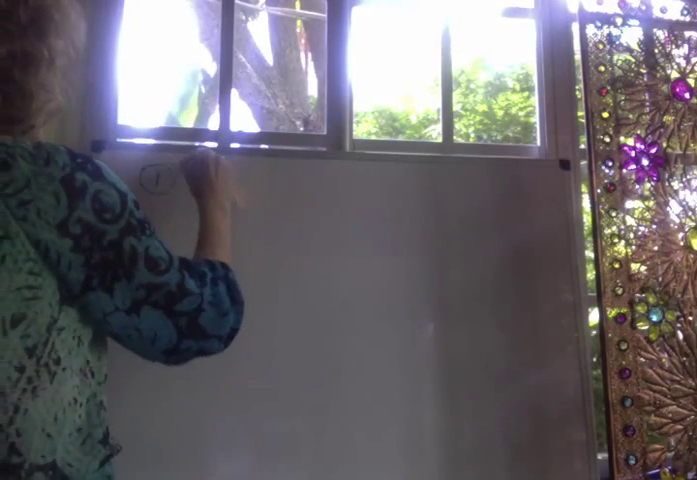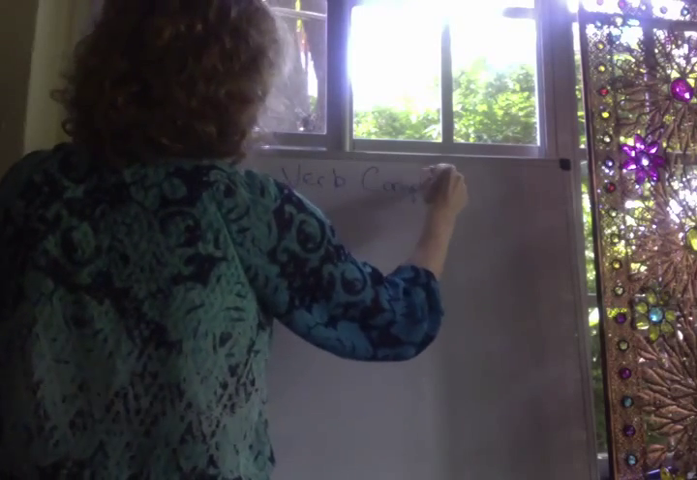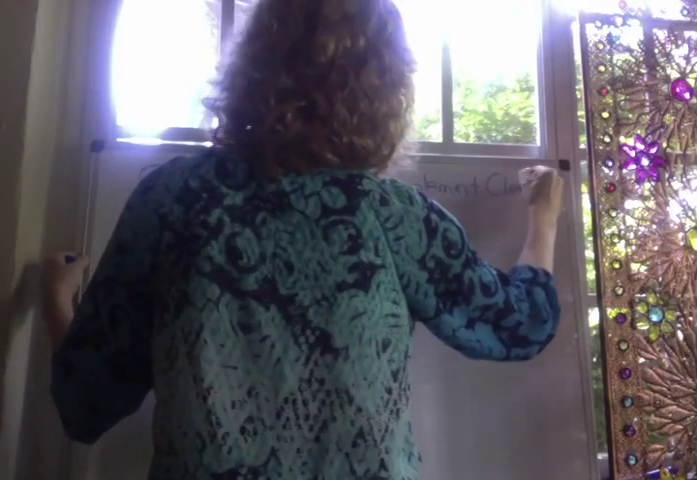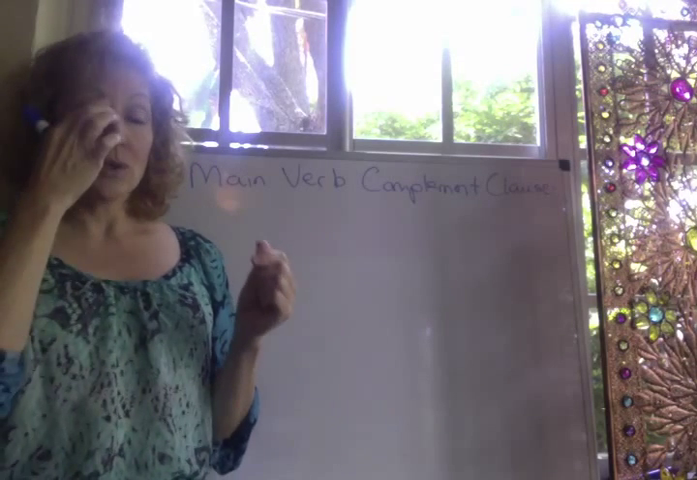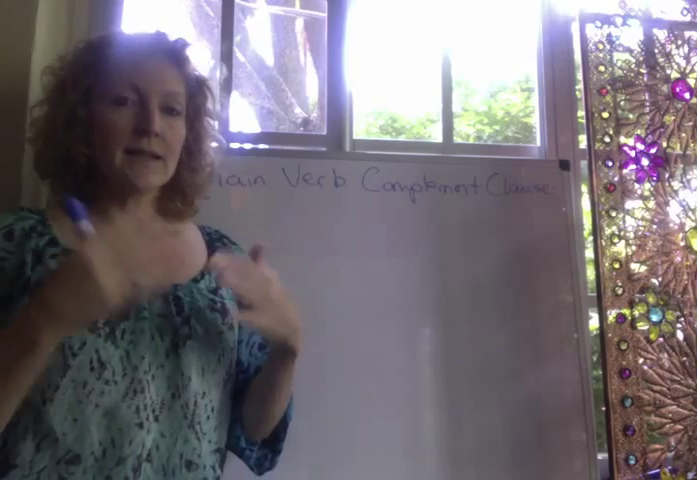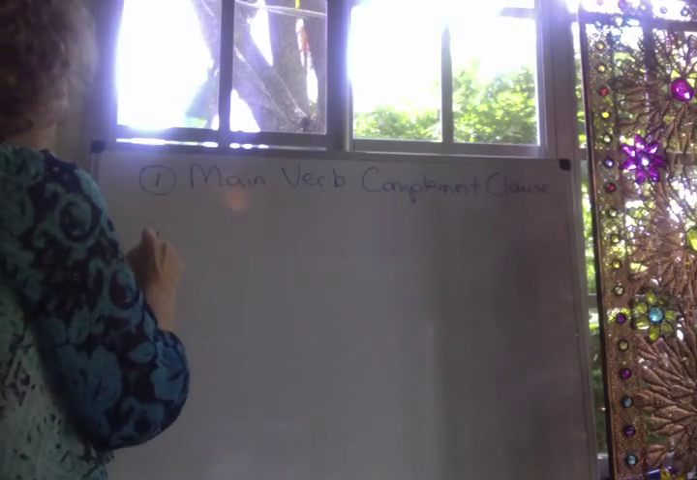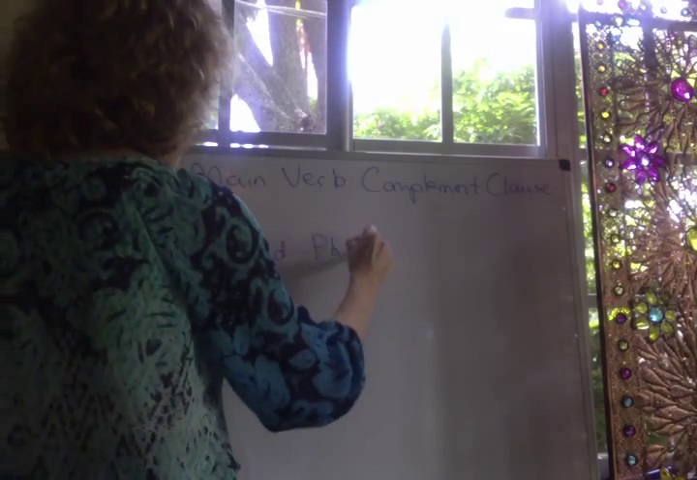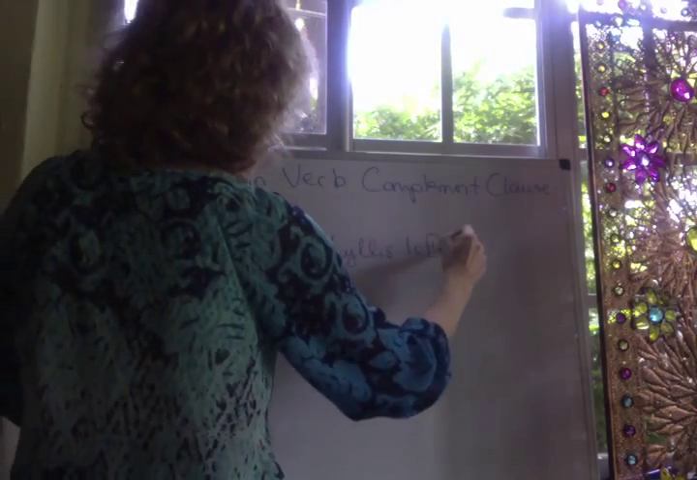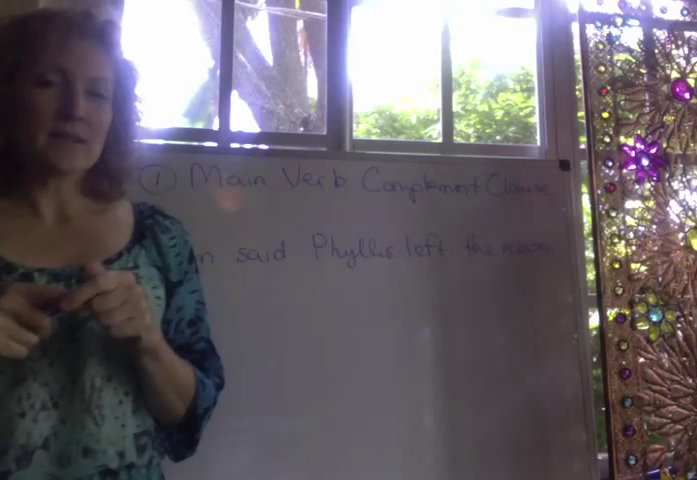the main verb complement clause. How do you know when you have an embedded clause? You know because you can see that within your sentence is another sentence. So for example, if you have a sentence like, John said Phyllis left the room. Okay, so you have the sentence, John said Phyllis left the room.